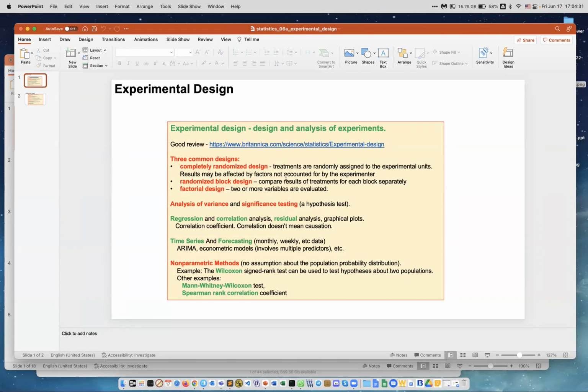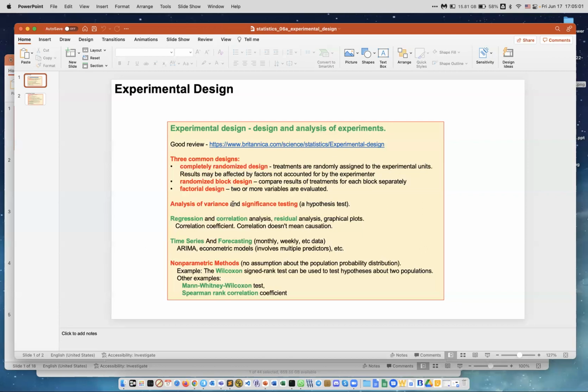Results may be affected by factors not accounted for by the experimenter. Like, for example, one group will become more male and another group more female, or it's different ages or something. So to account for this, people may use randomized block design and then compare results of treatments for each block separately, right? Factorial design, where you can test two or more variables.